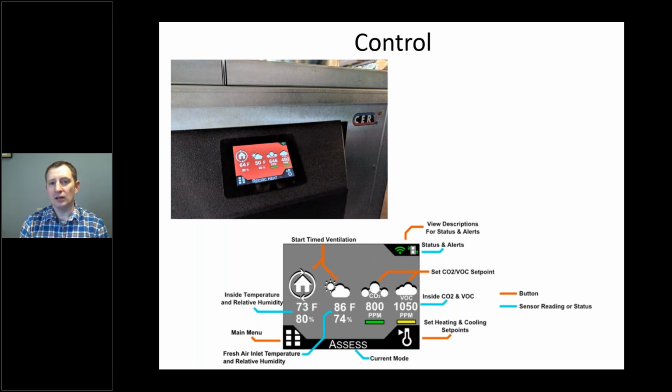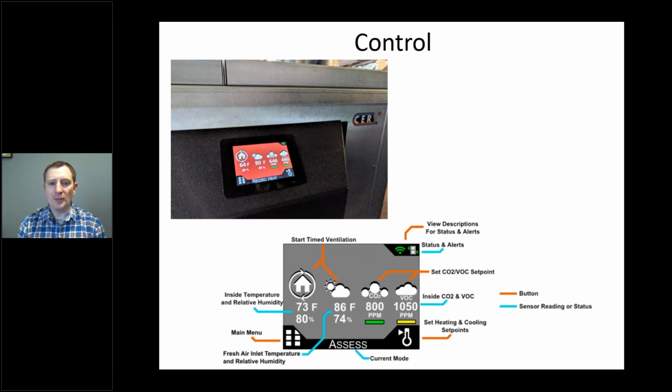If you have off-gassing or cleaning products or something generating additional VOCs, then you would see a VOC reading higher than CO2 levels. And then below that are the status bars that indicate how far away you are from the set point. Green indicates you're well below. Yellow, you're getting closer to the set point. And then red would be you're out of range, and it would switch into ventilation mode at that point.